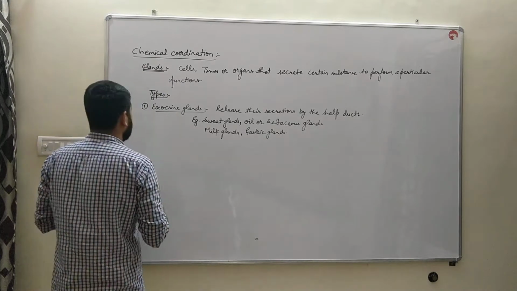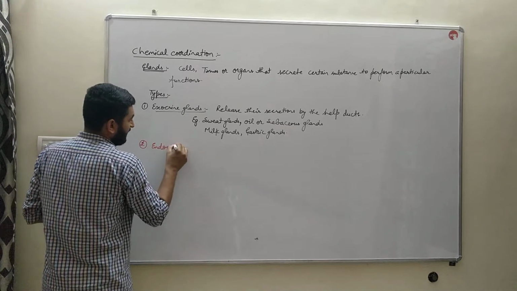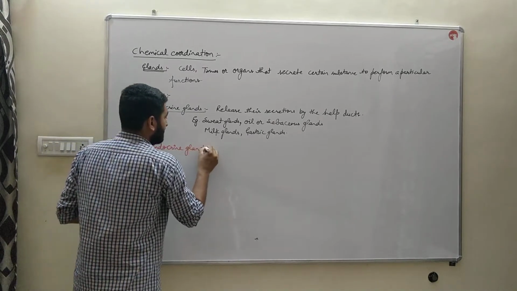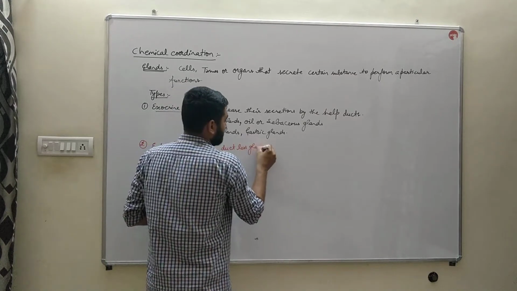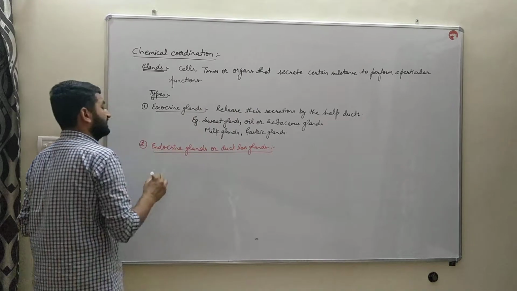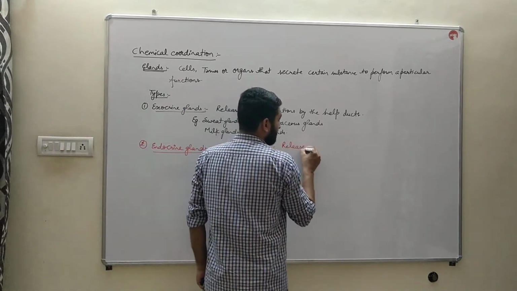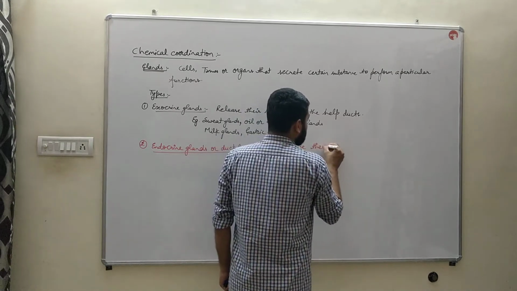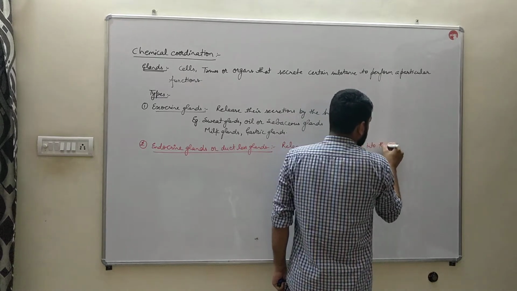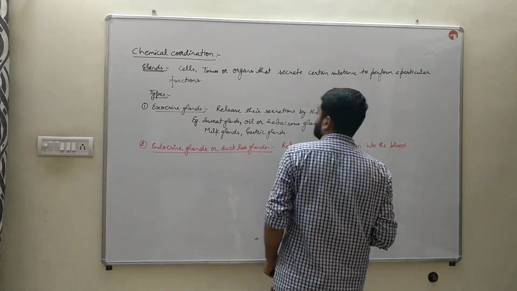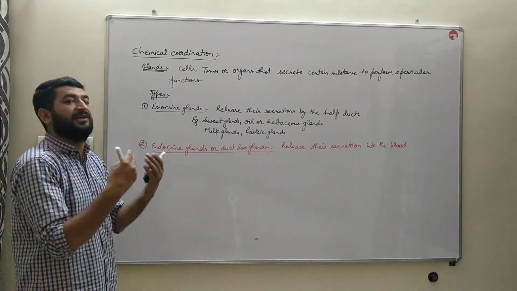The second type of glands which we have to discuss are endocrine glands. These glands are also known as ductless glands, the glands which do not possess ducts, the glands which secrete their secretion directly into the blood. And through blood, through the circulatory system, those secretions will reach their target site and work accordingly.